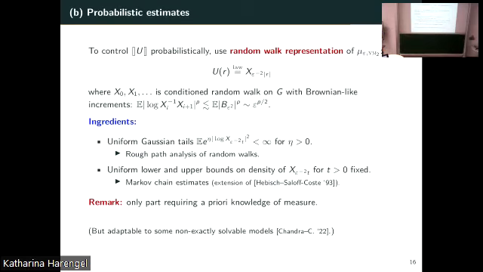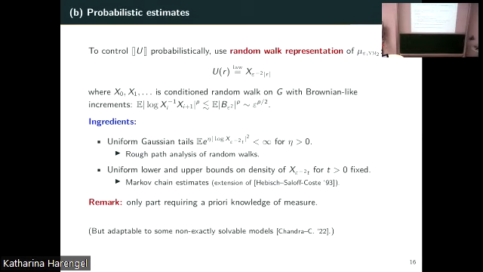The first one is that you want to control Gaussian tails of this random walk. In fact, it's not only Gaussian tails of the size of the random walk, but also its q-variation. But this is possible, and we actually did this with some rough path analysis for these conditioned random walks. Well, actually for free random walks.